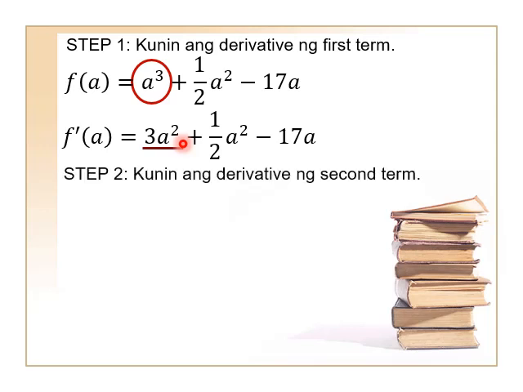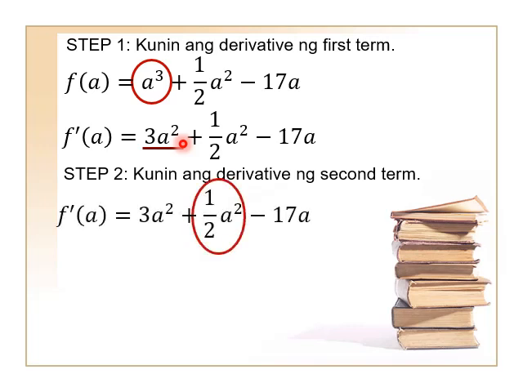And then, kukunin natin ang derivative ng second term. So, the second term is 1 half a squared. Okay, so to get the derivative of that, so yung 2, i-multiply natin sa 1 half. So, makakancel yung 2. Kaya dito, a na lang siya. And then, yung 2 minus 1 equals 1. Kaya naging a. Kasi a raised to 1 is also equal to a.